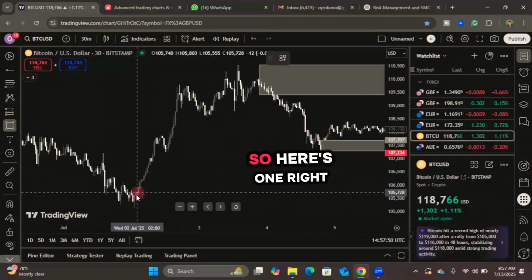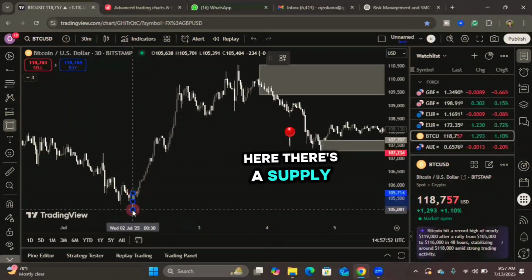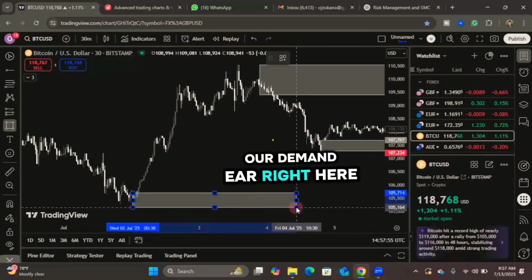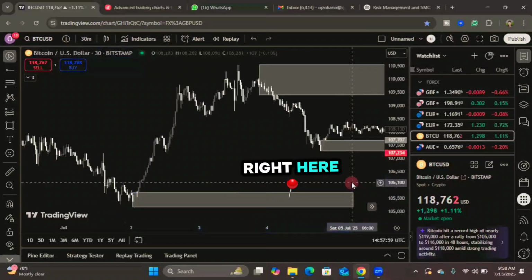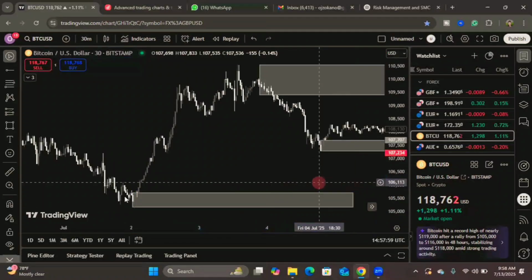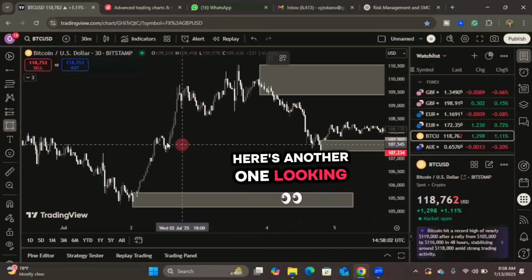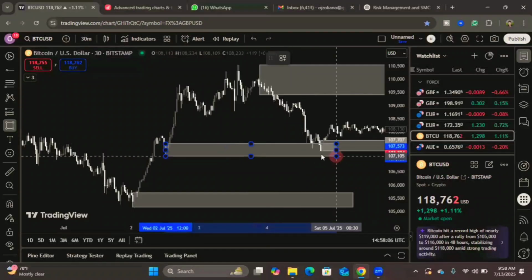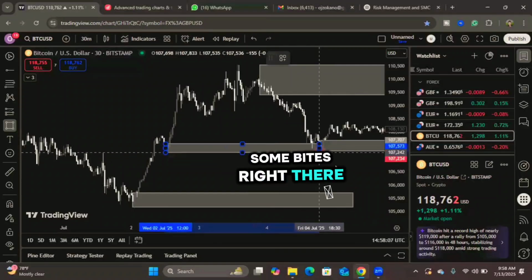So here's one right here. There's a supply and demand area right here. So this would be our demand area right here. Looking to take some buys right there. Here's another one. Looking to take some buys right here. Right? Looking to take some buys right there.